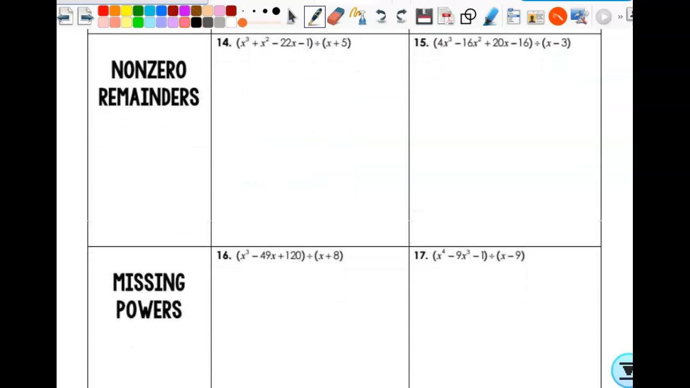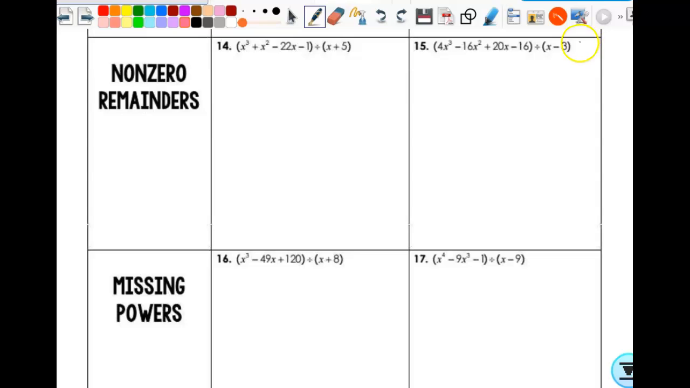So on 15, tell me what goes on the outside of the house. Positive 3, good. So I put a 3 out here, and then inside the house goes 4, negative 16, 20, and negative 16. And then I put my basement under that last number. So I'm going to bring down whatever this first number is. So I bring down this 4.